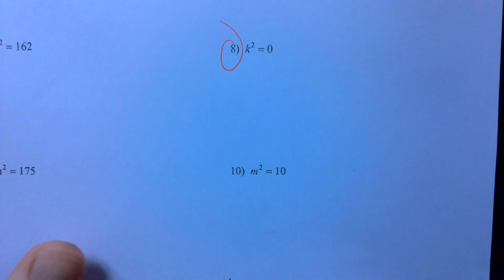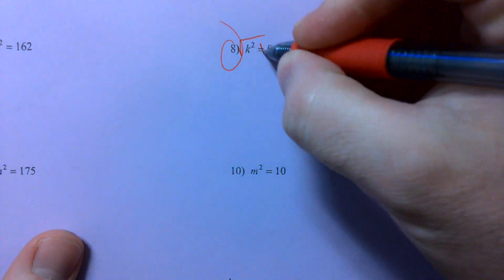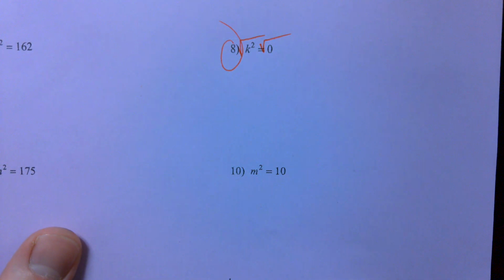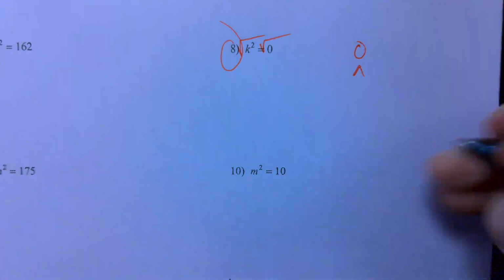Number 8 down here. It says k squared is equal to 0. Alright, I'm going to square root both sides like I know I need to do. And let's see if we can do a factor tree for 0. What two numbers multiply to give me 0? Just 0. 0 times 10.